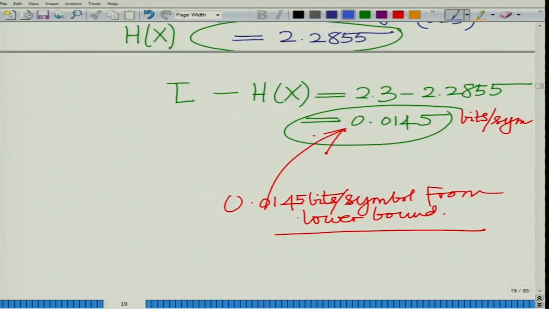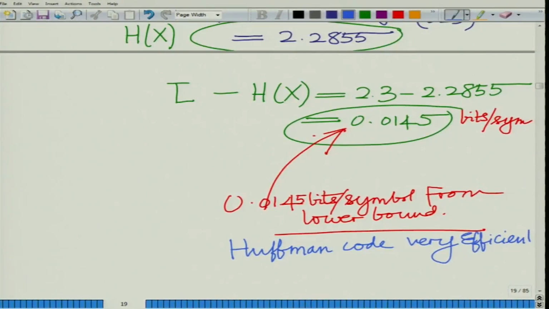So this shows that the Huffman code is very efficient. It's only 0.0145, or approximately 0.015 bits per symbol from the lower bound. Now remember, to become arbitrarily close to the lower bound, one has to code over larger and larger blocklengths.